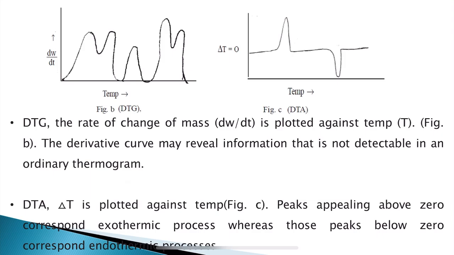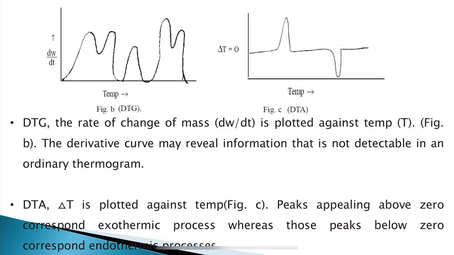And the last method is DTA. This figure C shows the DTA thermogram. As I have explained just now, let me take this as 0. In the y-axis I am going to take the change in temperature, and in the x-axis the furnace temperature is recorded. Here the peaks appearing above 0 on the coordinate scale are the consequences of an exothermic process, whereas those peaks below 0 correspond to the endothermic process.